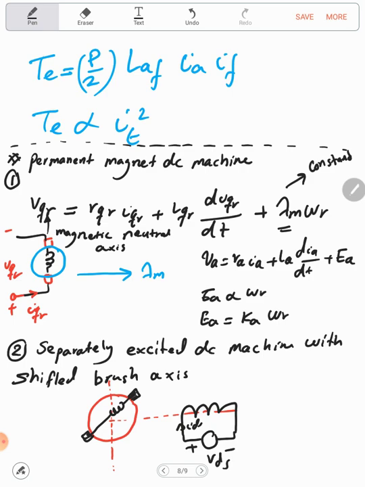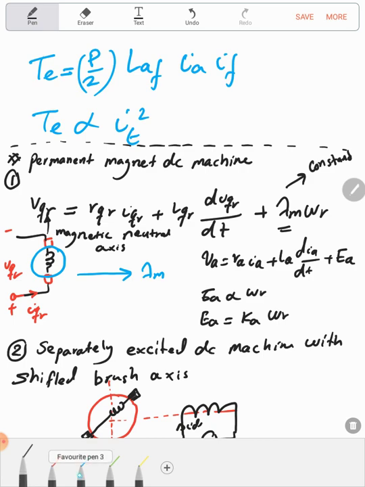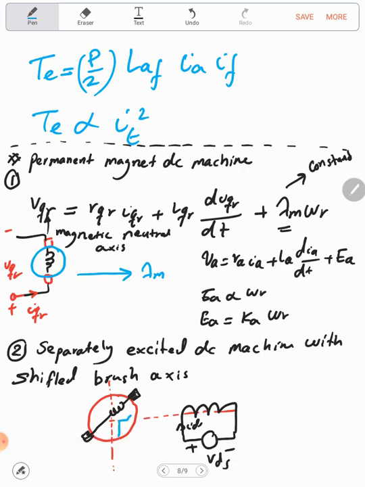In this case, virtually, I will have two coils. The first coil will be here, and the second coil will be here. So this will be the DR coil, and this will be the QR coil. And this angle, let's say it is beta.